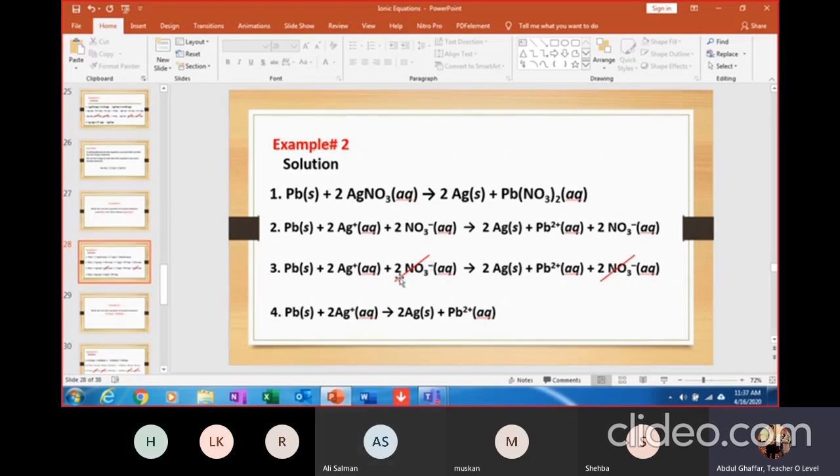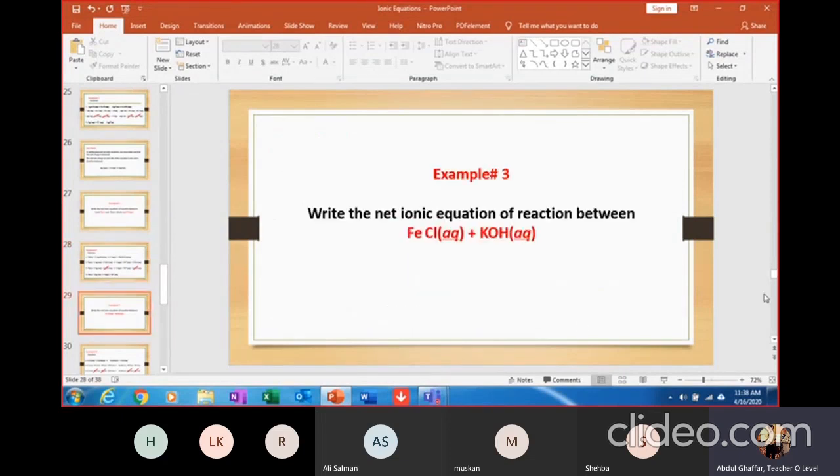And in the third step, we have taken this ionic equation and we will find the spectator ion. Nitrate is the only spectator ion, right? So that is the reason we will write the remaining equation, that will be this one, and this is the net ionic equation.